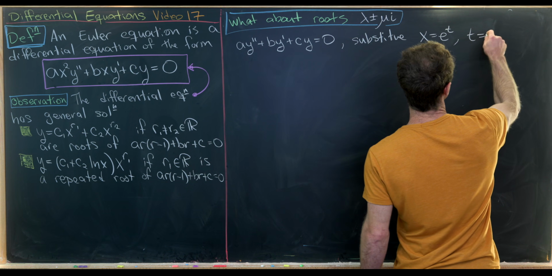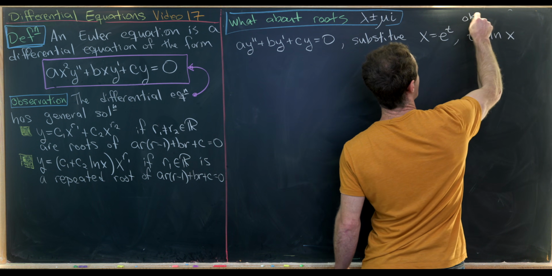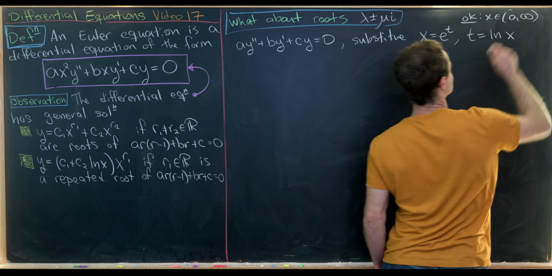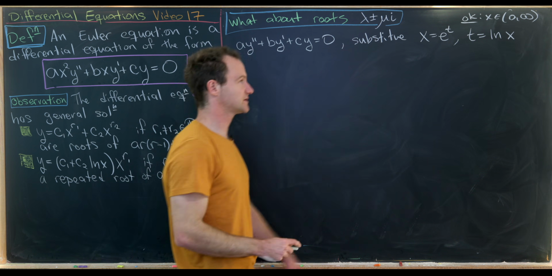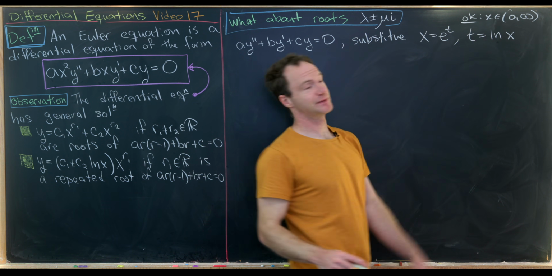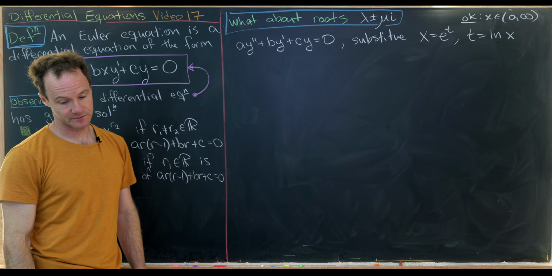Thus, we're going to set t equal to the natural log of x. And I'd like to point out that this is okay because, just as I pointed out before, we're on the interval of positive real numbers, thus the natural log makes sense. And the exponential function is onto that set of real numbers.